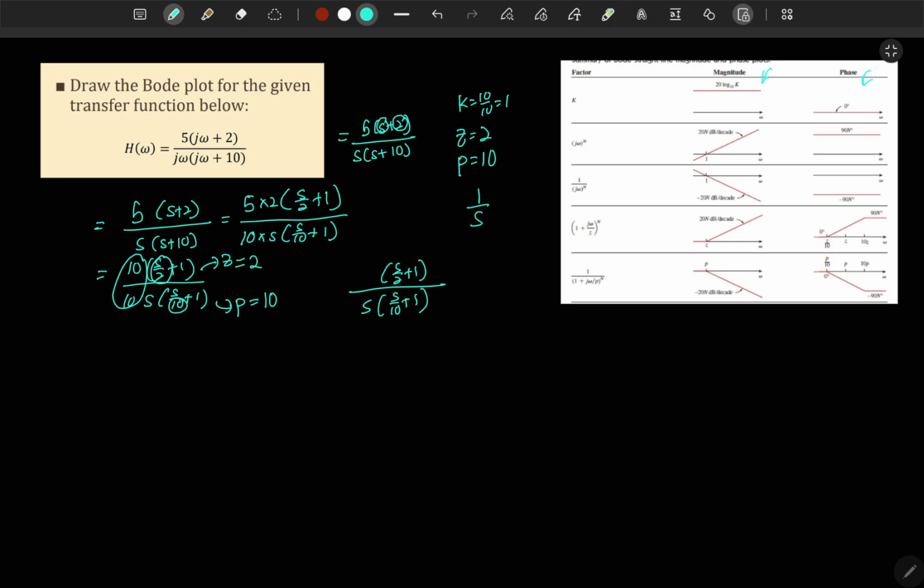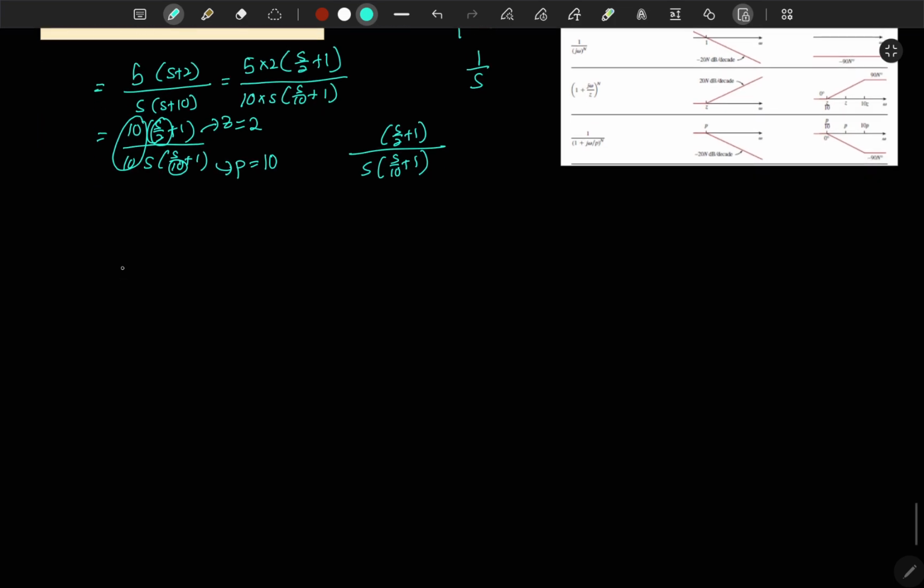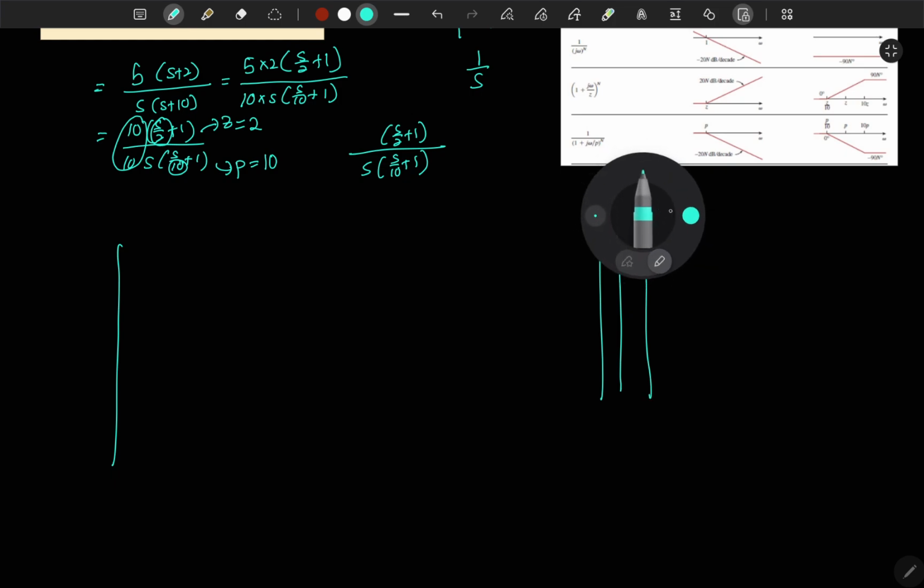Now we have k. So we will be given a graph. The graph would be a semi-log graph. In that semi-log graph, the shape would be terrible. So it would be something like this.